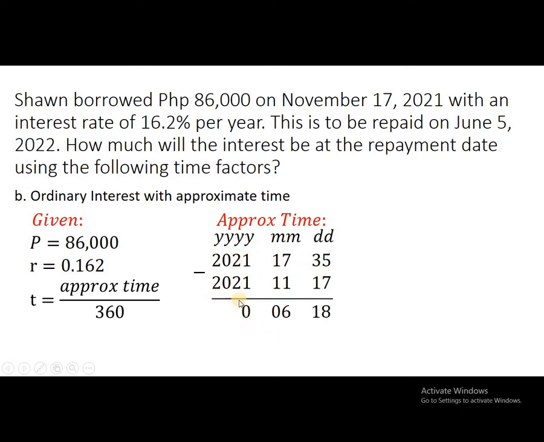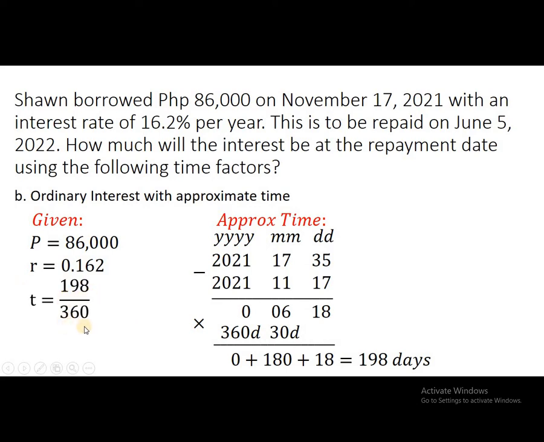We now multiply the year by 360 days and the month by 30 days. So for the year, 0 times 360 is 0. For the month, 6 times 30 days is 180 days. And 18 is already in days, so we just bring this down. So we have 0, 180 days, and 18. Get the sum of these values, and we end up with 198 days. So the approximate time is 198, and the time expressed in years would now be 198 over 360.